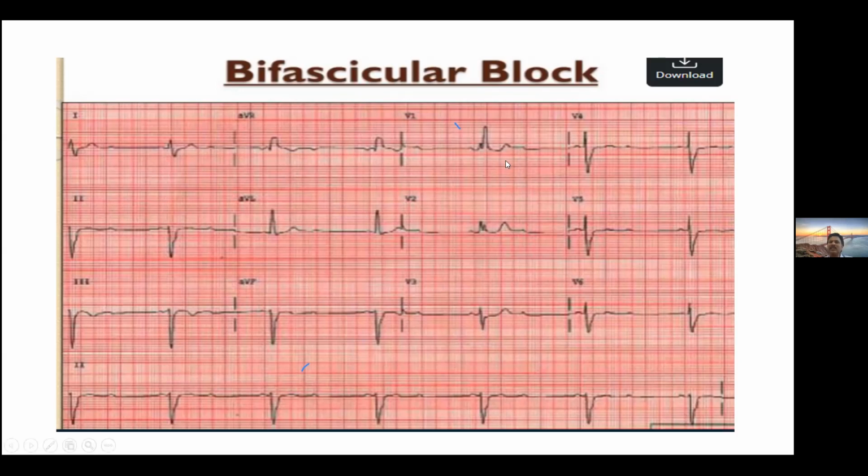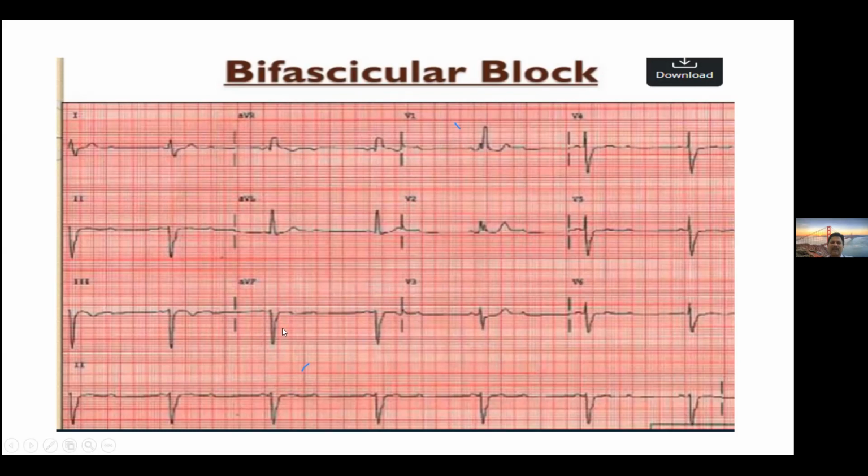Secondary ST-T changes, typical right bundle branch block. Now, if there is going to be right bundle branch block, you expect the axis towards the right. Right side means leads III and aVF should be positive. See here, aVF is negative.